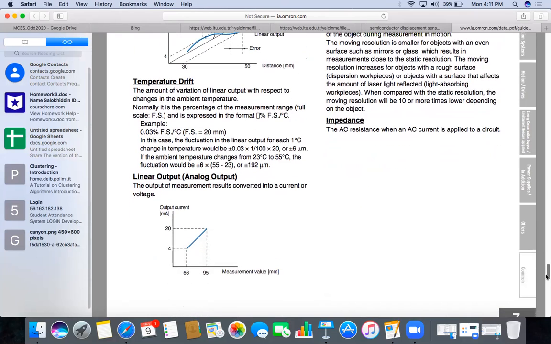Linear output, or analog output, is the output of measurement results converted into a current or voltage. Therefore, on the x-axis is the distance measured in millimeter and on the y-axis the output current in milliampere, as shown there. The change in distance and the corresponding change in current.